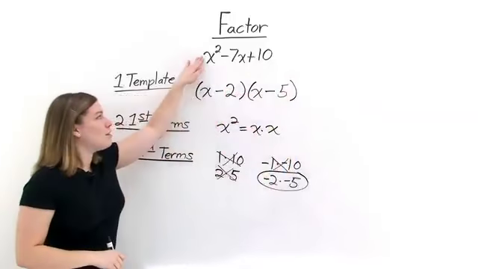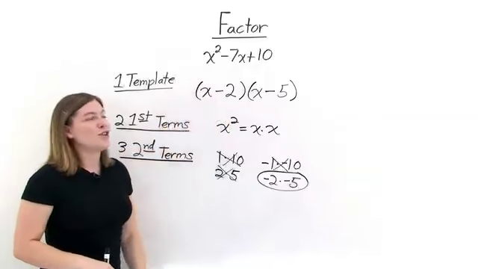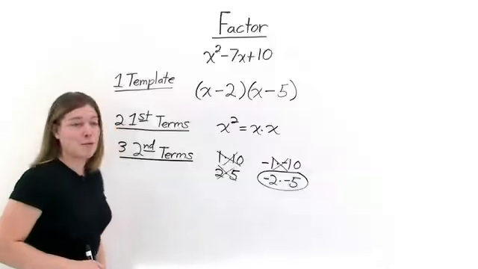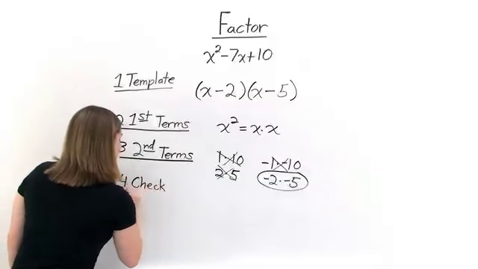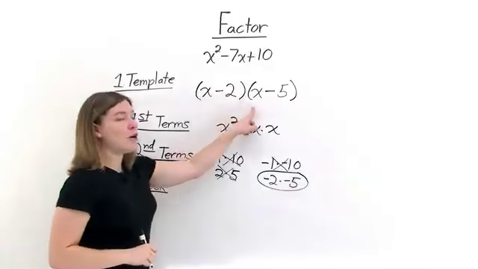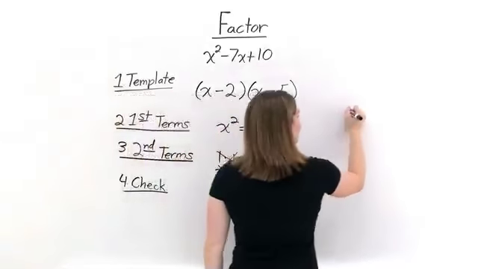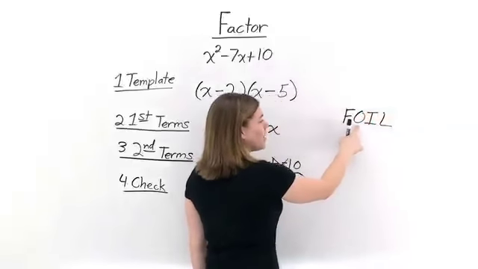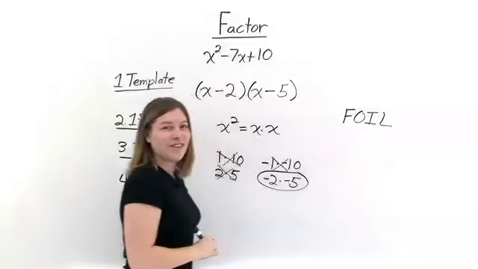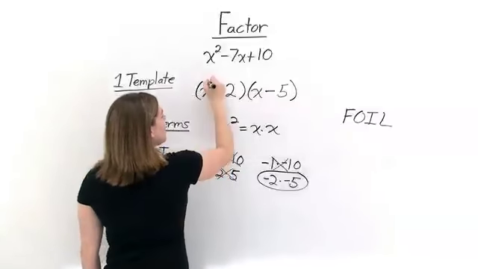Now we factored this polynomial into x minus 2 times x minus 5. But just to be sure that we did this problem correctly, let's check our answer. To check our answer, we want to multiply our two binomials together using the FOIL method. Remember, FOIL stands for first, outer, inner, and last. So we multiply our two binomials together.